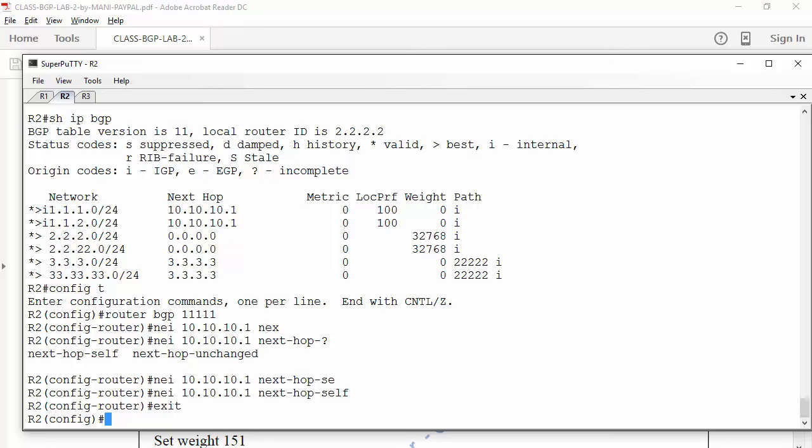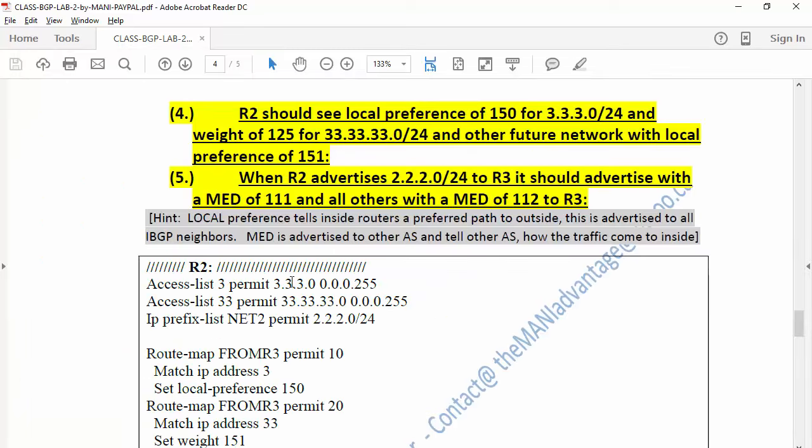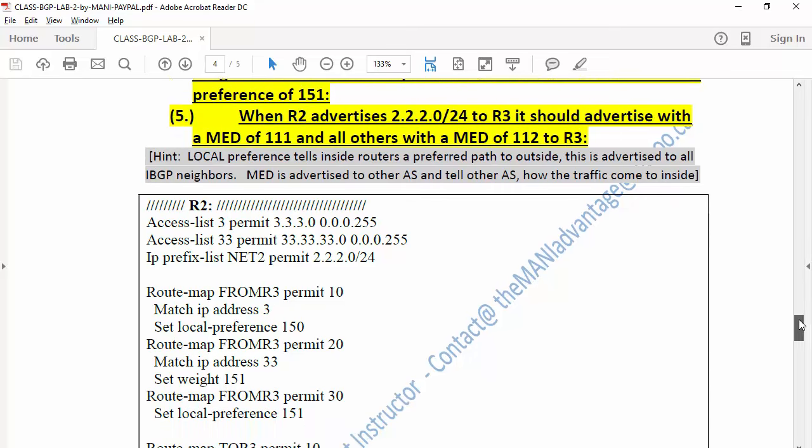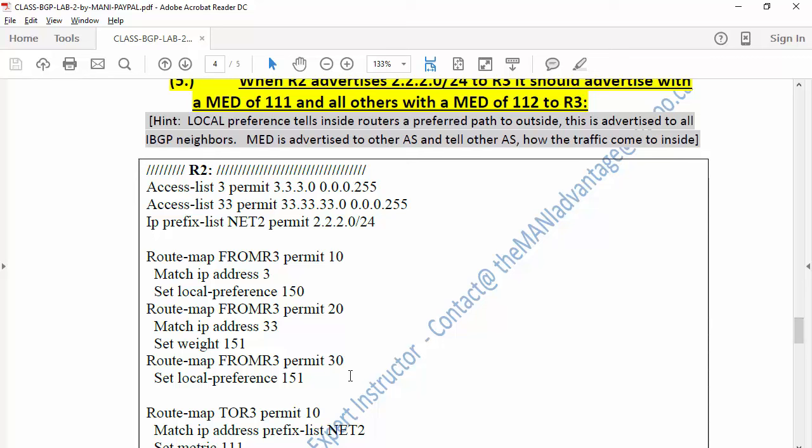As per my goal, when I receive 3.3.3.0, I should have a local preference of 150. When I receive 33, I should see a weight of 151. Anything else in the future should be a weight of 151, but I should not see it. I will be seeing local preference, that means 3.3.3.0 with a local preference of 150 on R1, but weight will not go.